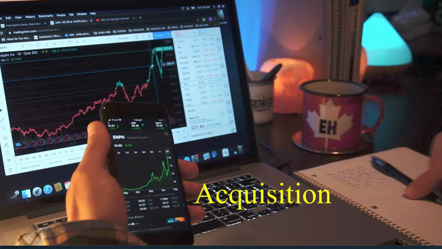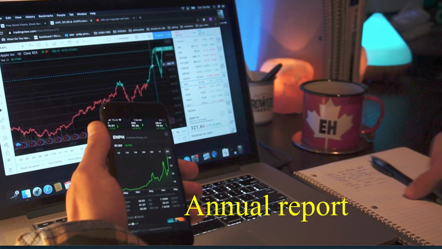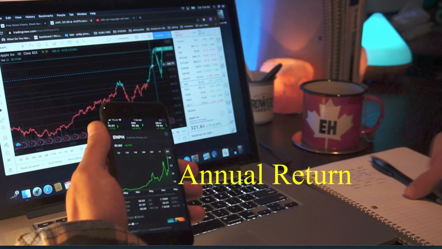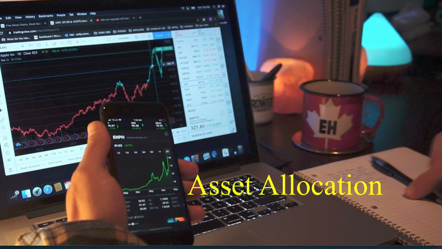Acquisition is when a company purchases another one. Annual report is an overview of a company's operations and financials. Pre-market and aftermarket is a time when the market is closed when investors can trade stocks. Annual return is how much money, usually expressed in a percent, you made on your investments in a year. Asset allocation is the action of distributing the things you have, usually into your portfolio.